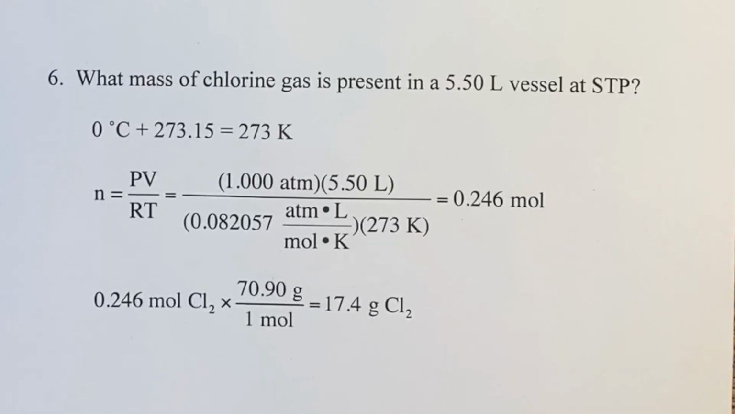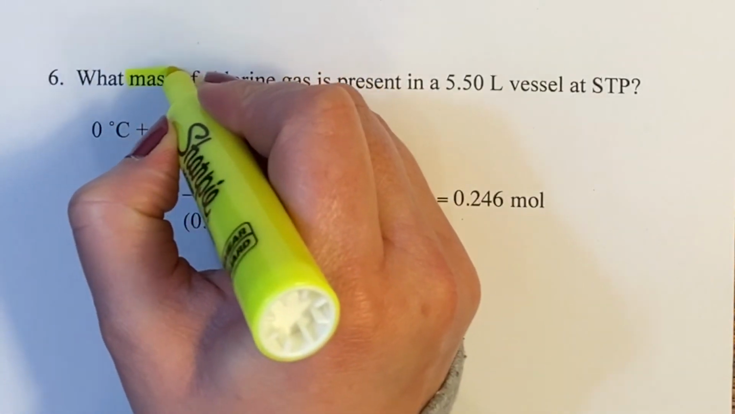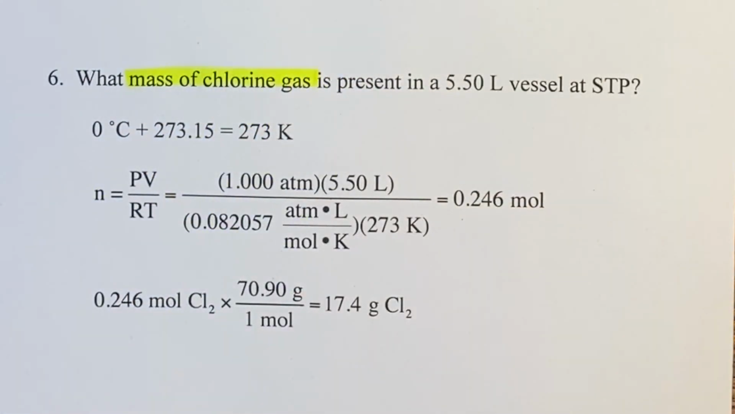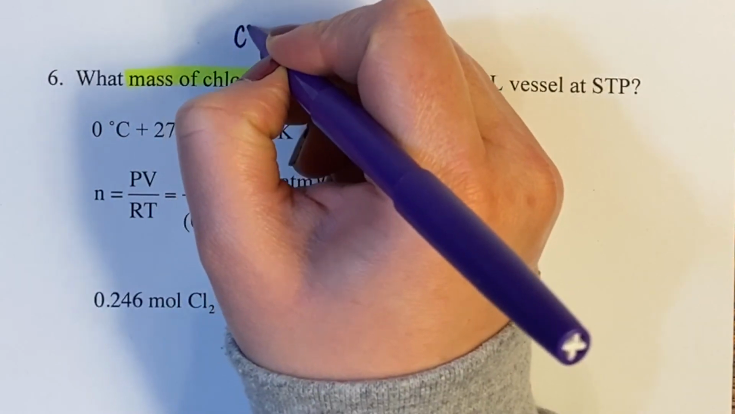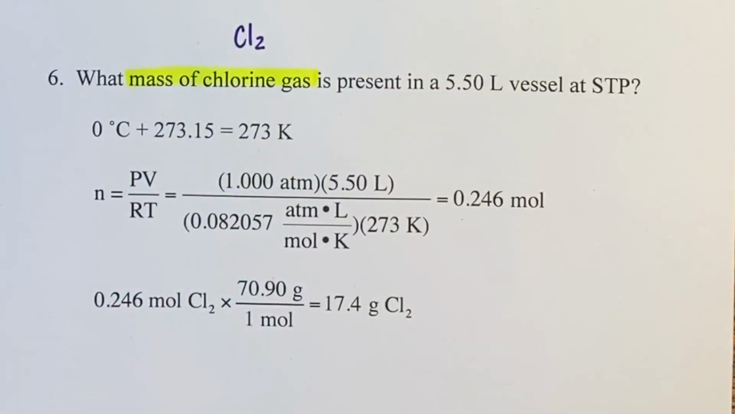In question number 6, it says what mass of chlorine gas is present in a 5.50 liter vessel at STP. So for the information that we're looking for in this problem, we're looking to calculate a mass of chlorine gas. Chlorine is one of our 7 diatomics, and so we can't forget that. Its formula will be Cl2 as we do our calculations in the end of this problem.